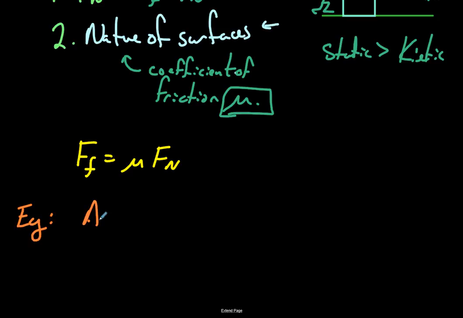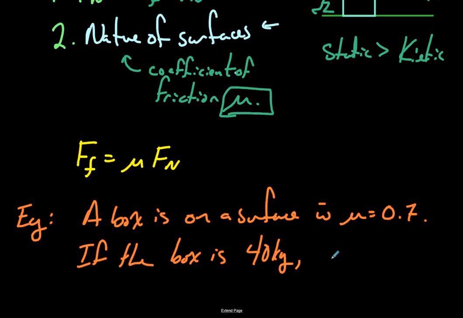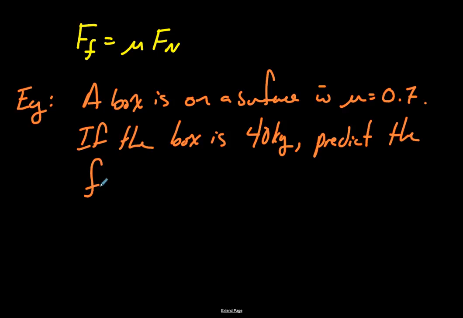Okay, so let's do an example of this. For example, a box is on a surface with mu equal to 0.7, say. If the box is 40 kg, predict the force of friction.